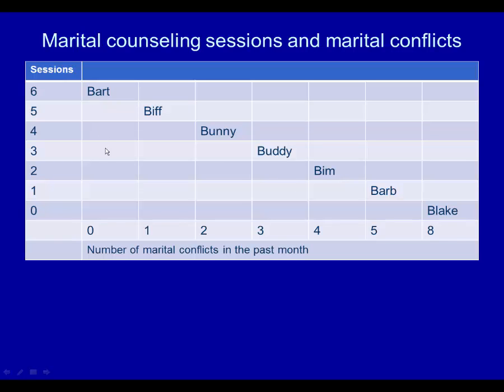Bart had 6 sessions. He had no marital conflicts. Go all the way over to Blake. Blake had 8 marital conflicts and no marital sessions. So this shows a perfect relationship between how many marital counseling sessions you had and the number of marital conflicts. That, of course, is silly because marital counseling is not that effective. But I'm just illustrating the point about a perfect negative relationship.